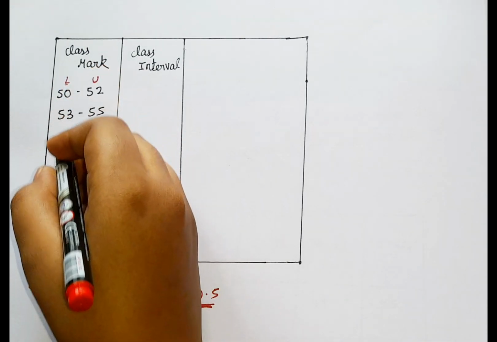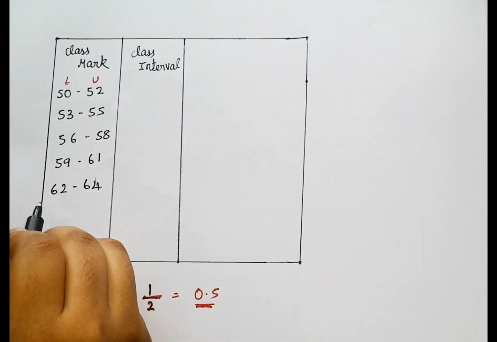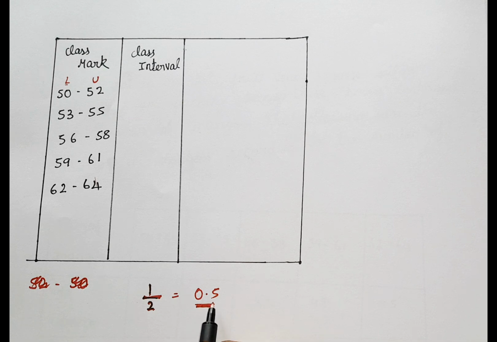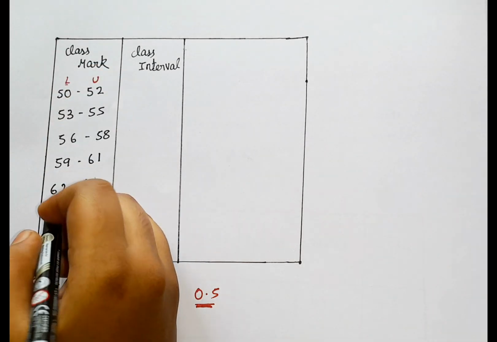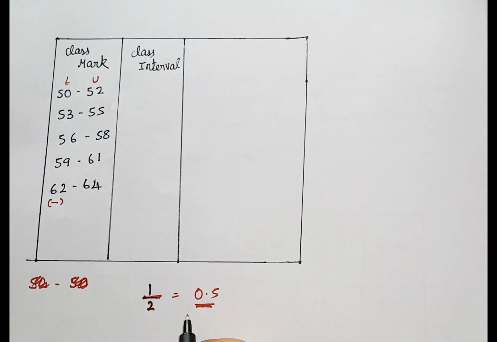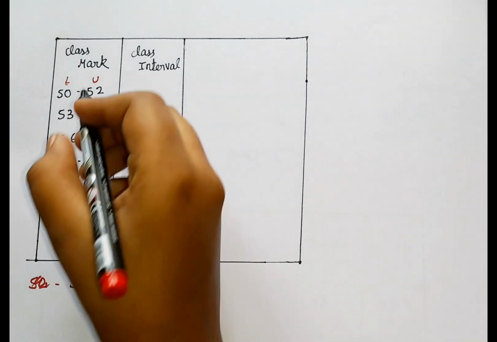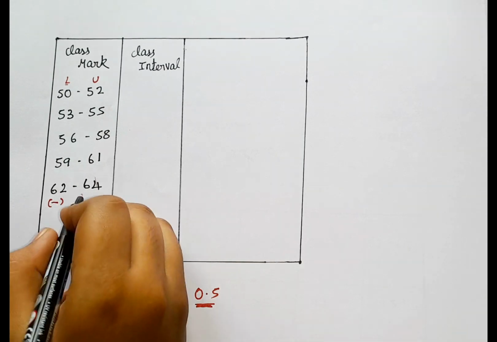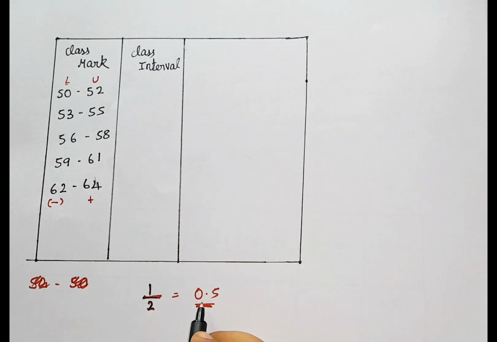So 50, 53, 56, 59, 62. I am going to subtract 0.5. Remember, I am going to subtract them, so I'll write the minus sign. I'm going to subtract it with 0.5. And here, everything is a big number, so I'm going to add 0.5. Okay, remember that.